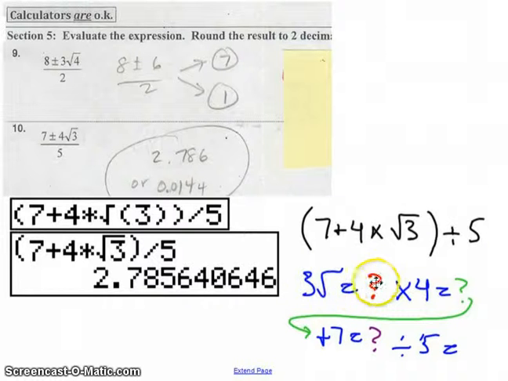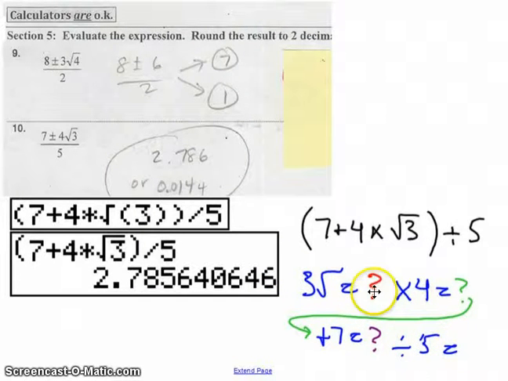You'll get an answer for that, and then you're going to multiply times 4, because notice, these things are being multiplied times 4. You'll get an answer for that. Then you'll add 7, because the next thing is plus or minus 7. So you're going to have to do this whole thing twice. Once I do it with plus 7, you get an answer for that. Then that answer you divide by 5.